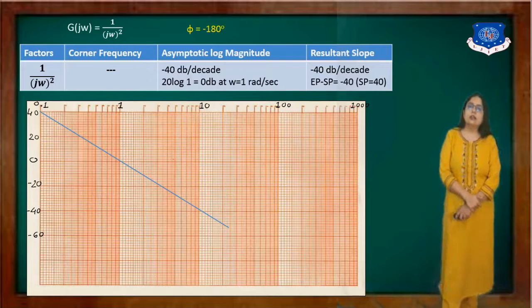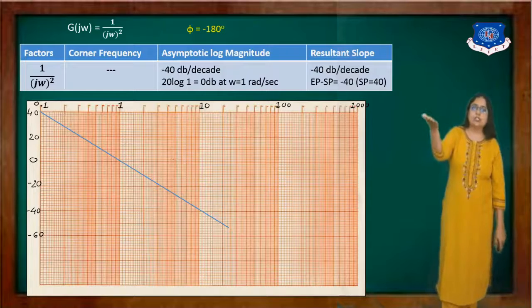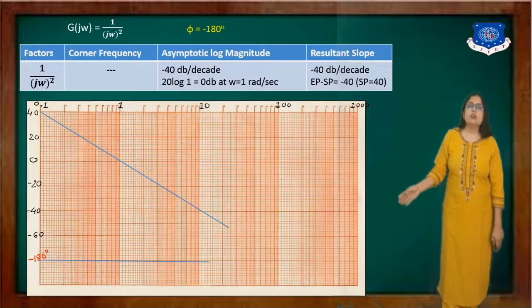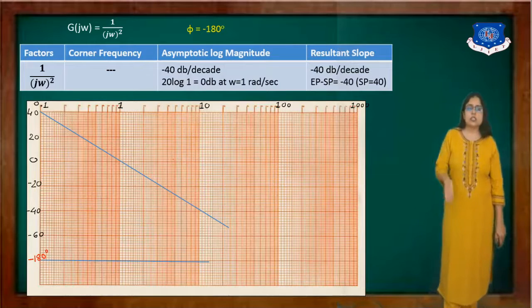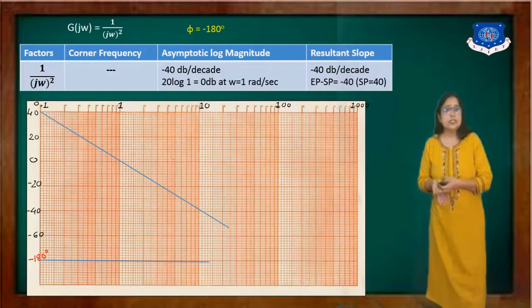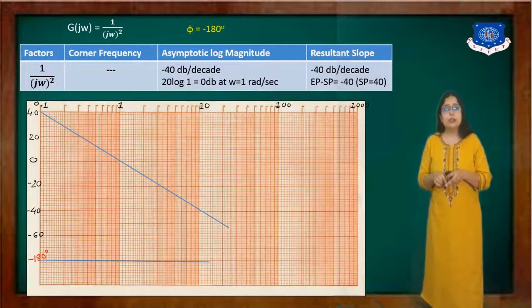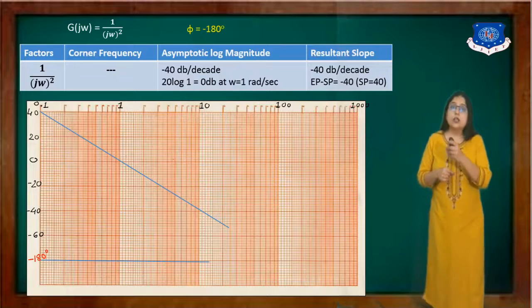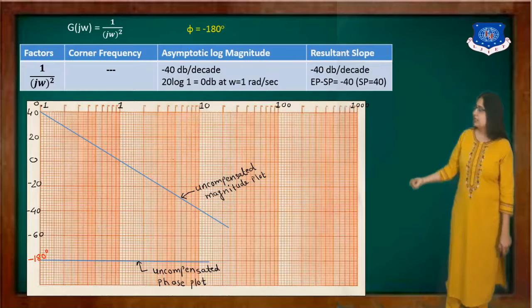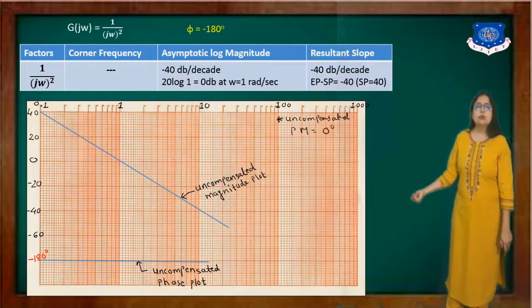Then you have to find the equation for phi, and for this we get phi equal to minus 180. This value you will get constant, because here we do not have any term related to omega. If that term is present, then again we have to draw one more table, in which we take different values of omega and then find the angle phi. This is the uncompensated magnitude plot, and this is the uncompensated phase plot.